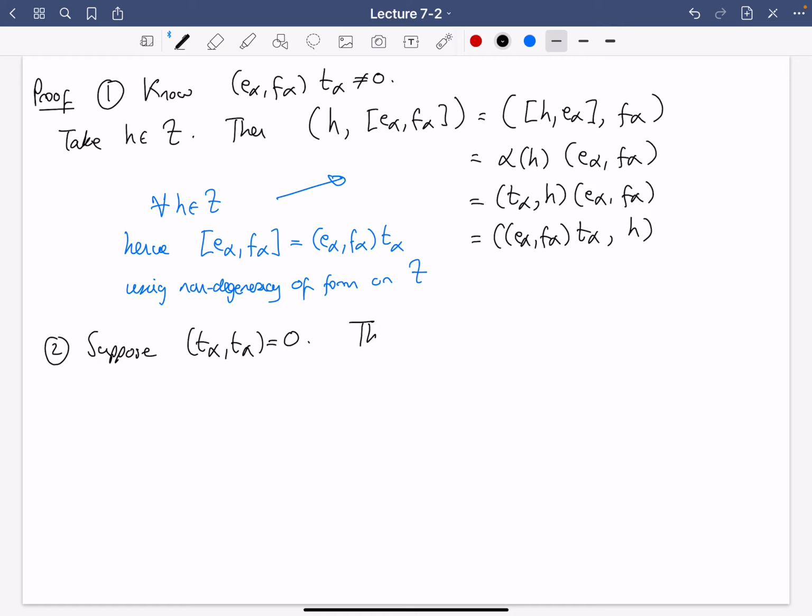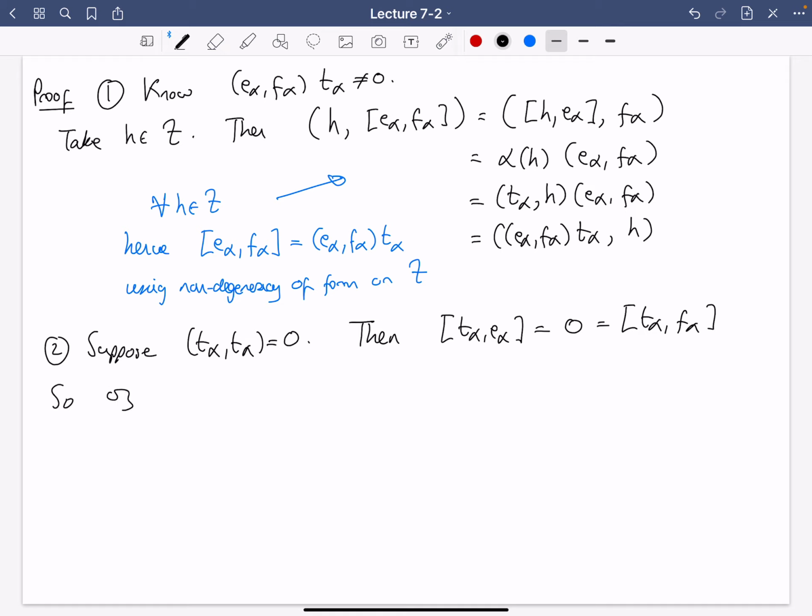But if that's the case, the bracket of T alpha with E alpha, remember T alpha acts on E alpha as alpha of T alpha. This is exactly alpha of T alpha, so this is just 0. And similarly, the bracket of T alpha with F alpha is 0.